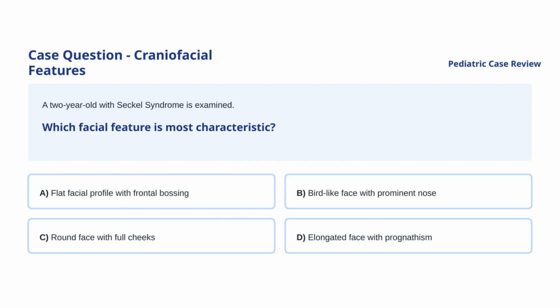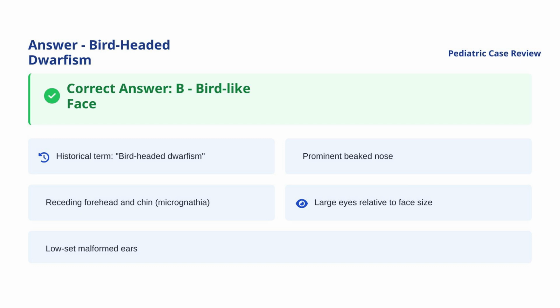Case 3. A 2-year-old child with Seckel syndrome is examined. Which facial feature is most characteristic? Option A, flat facial profile with frontal bossing. Option B, bird-like face with prominent nose. Option C, round face with full cheeks. Option D, elongated face with prognathism. The correct answer is B.